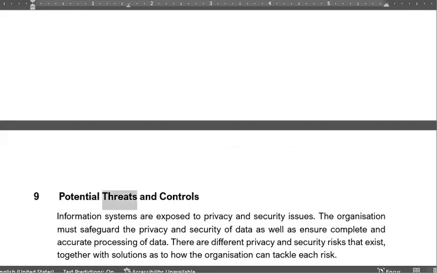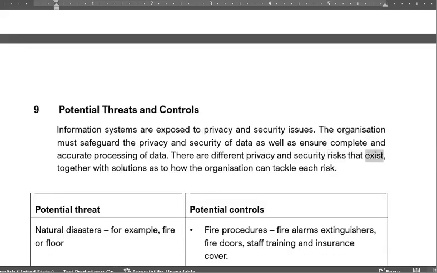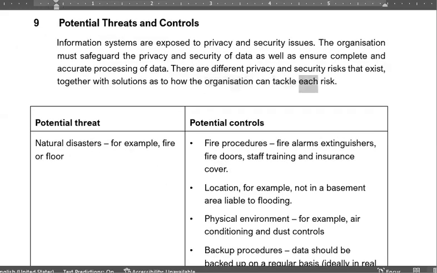9. Potential threats and controls. Information systems are exposed to privacy and security issues. The organization must safeguard the privacy and security of data as well as ensure complete and accurate processing of data. There are different privacy and security risks that exist, together with solutions as to how the organization can tackle each risk.